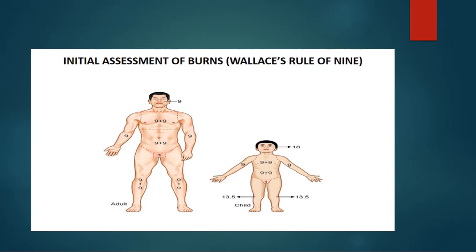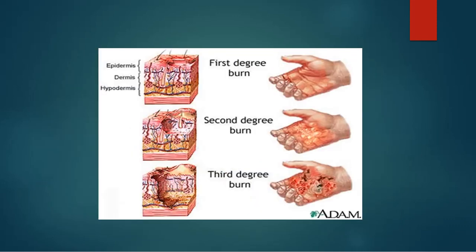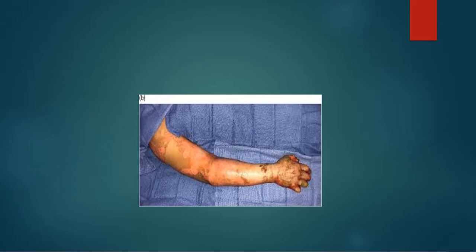You must have seen this picture in our previous lectures as well. This is the Wallace rule of 9. According to this rule, each body part is equal to 9% of the total body surface area. In children, it is a bit different. Then the severity of the burn or the depth of the burn is determined by the degree of the burn. First degree burns, second degree burns, and third degree burns. We had already discussed this in our previous lecture. You can see it from there. And this picture shows circumferential burns, which involve the limb or the body all around.